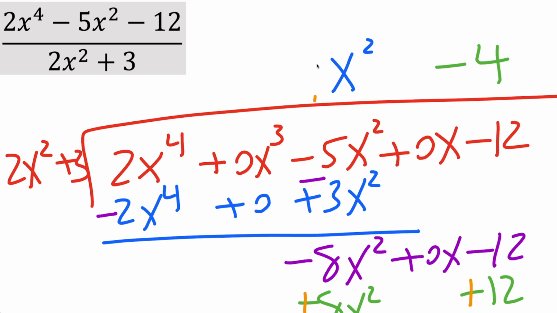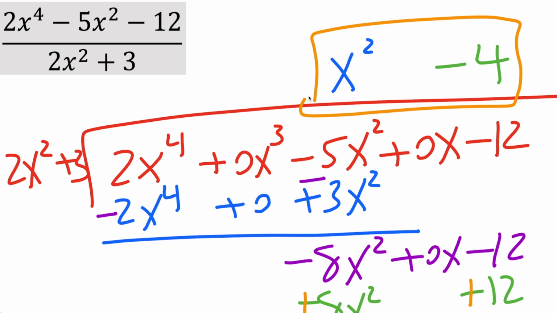And our final answer is x squared minus 4. This is the answer to 2x raised to the 4th minus 5x squared minus 12 divided by 2x squared plus 3. And this right here is our final answer. And that's pretty much it regarding long division polynomials.